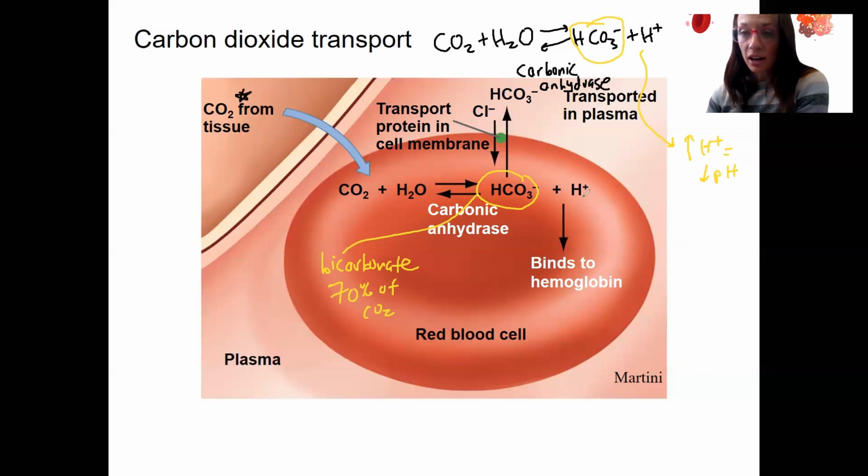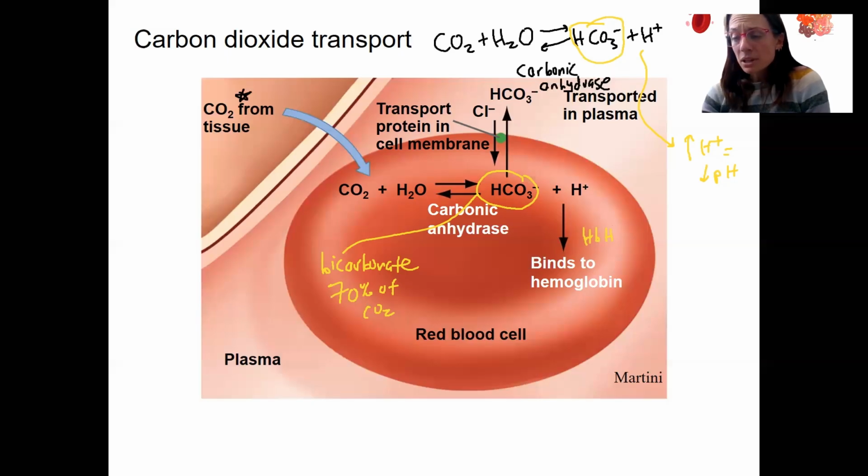This hydrogen ion is actually buffered by hemoglobin. So hemoglobin binds to it. That is going to shift hemoglobin affinity and shift it to the right. So that is that Bohr effect. This is actually a buffer system for acids, the hemoglobin buffer system.